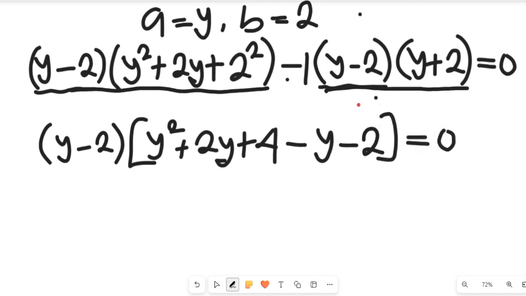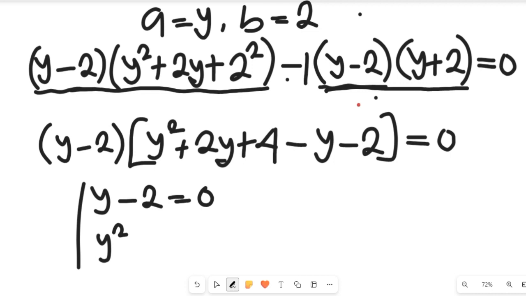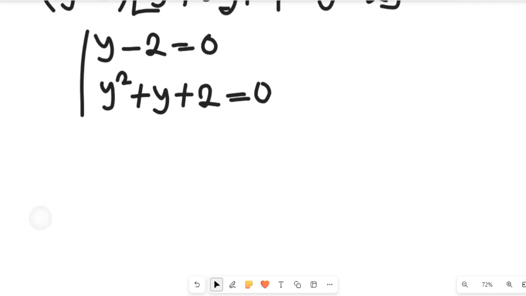So we have two values. The y minus 2 is equal to 0, while we have y squared plus 2y minus y is going to give us plus y, right? And then we'll have plus 2 plus 4 minus 2 is going to give us plus 2, and this will be equal to 0. So these are the two equations we are going to get from that expression. One is quadratic and one is linear.